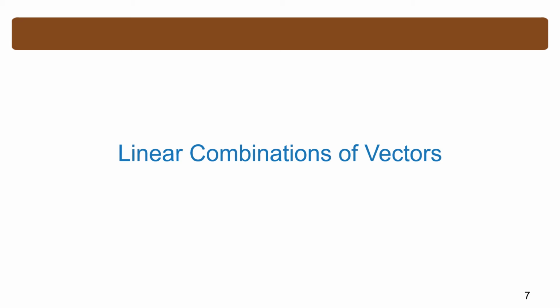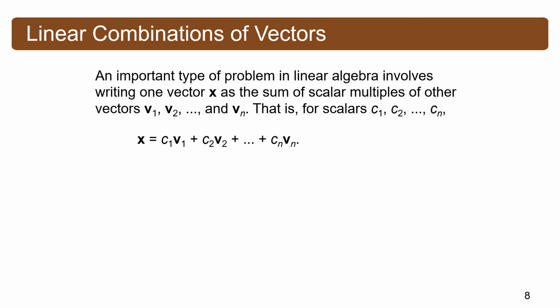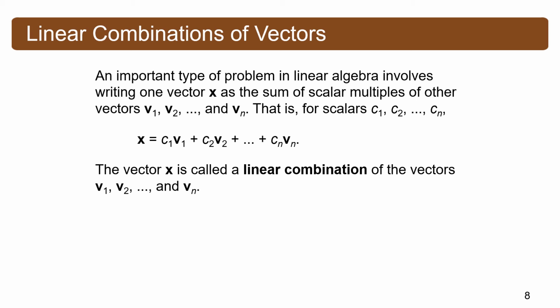Let us find the linear combination of vectors. Let c1, c2, c3, etc. be scalars, and v1 bar, v2 bar, v3 bar, etc., vn bar be vectors. So if I can get a relation like this, x bar is equal to c1 v1 bar plus c2 v2 bar plus etc. plus cn vn bar, then it means I am writing x bar as a linear combination of v1, v2, v3, etc., vn. The vector x bar is called the linear combination of the vectors v1 bar, v2 bar, etc., vn bar.